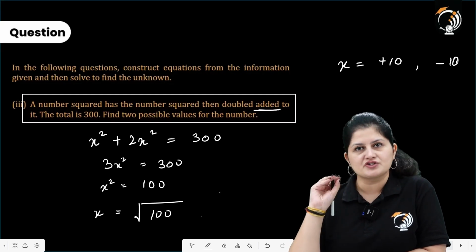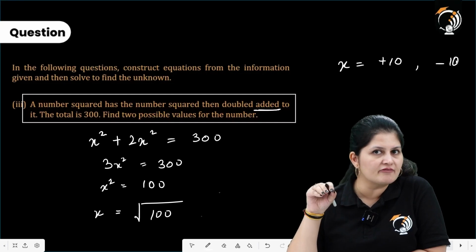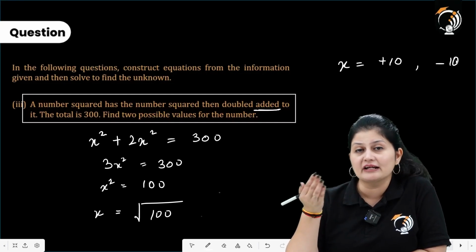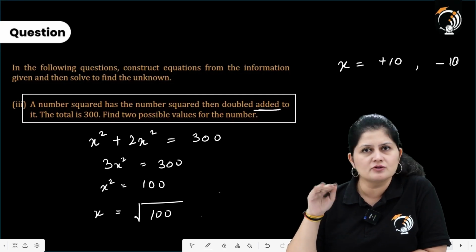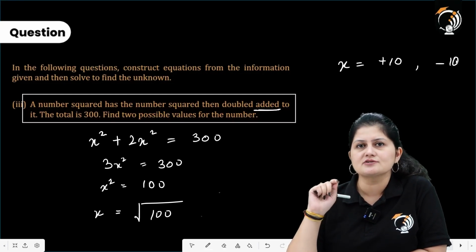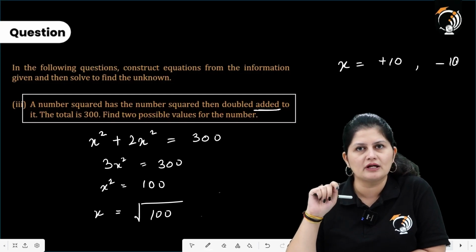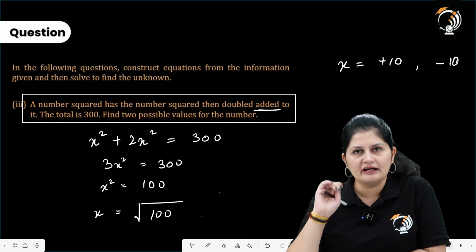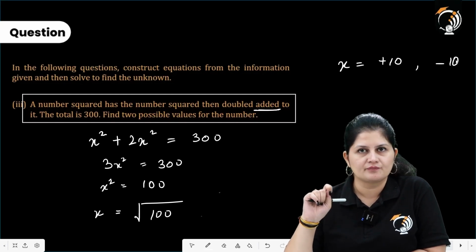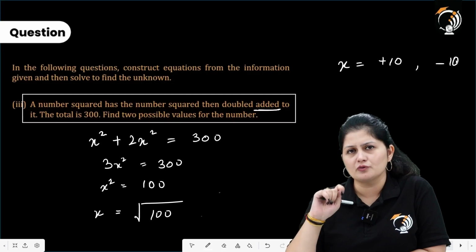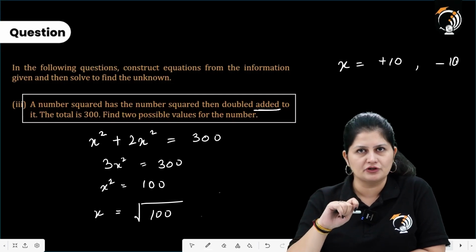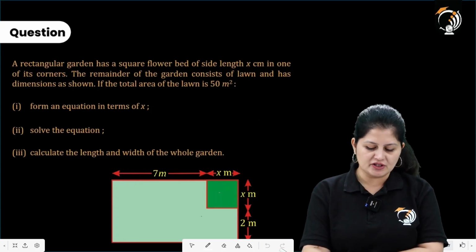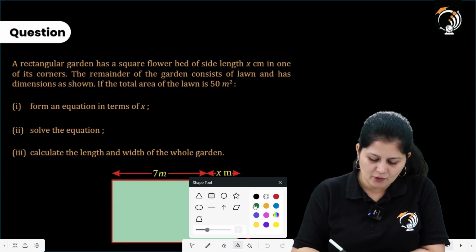Just in case the question is saying what is the positive value of x, you will simply say 10. If the question is saying what is the possible negative value of x, you will say minus 10. But just in case it is not mentioned in the question whether you need to tell a positive value or a negative value, then it is mandatory for you to write both the values. Okay, just in case you miss any of the values, you will be missing on your marks then. Now, moving to the next question here, let's read the question together.